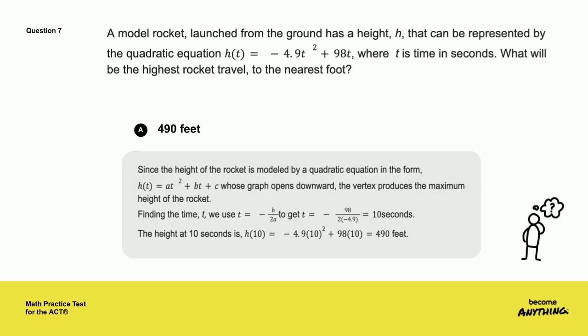Since the height of the rocket is modeled by a quadratic equation in the form shown, whose graph opens downward, the vertex produces the maximum height of the rocket. Finding the time t, we use t equals negative b over 2a to get t equals negative 98 over 2 times negative 4.9, which equals 10 seconds. The height at 10 seconds is as shown in the following formula, to arrive at an answer of 490 feet.